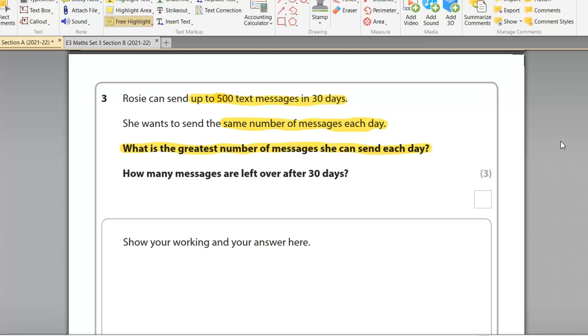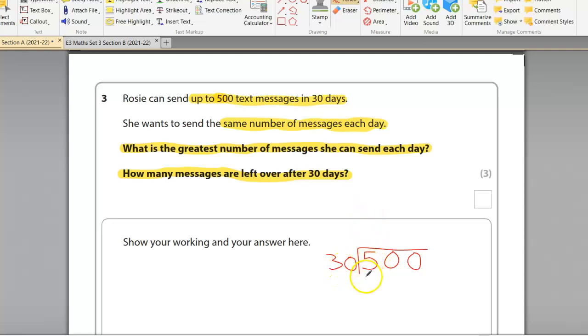If she's going to send the same number of messages every day, and she can send up to 500 in 30 days, no more than 500, a maximum of 500. And we've got to say how many messages will be left over. So what it's really wanting you to do here is division. It wants you to do 500 divided by 30. Because if you can do 500 divided by 30, you can work out the answer to this.